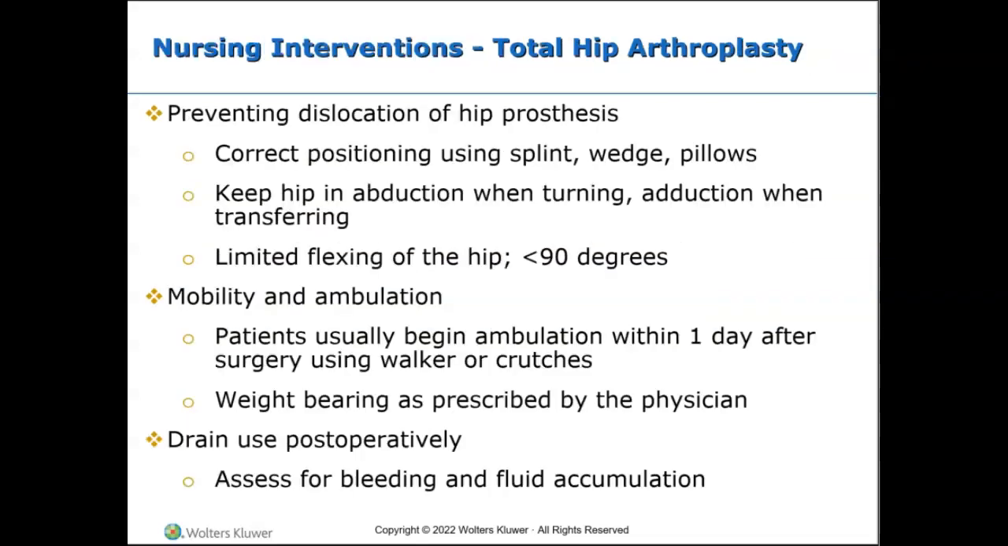Okay, so how do we prevent dislocation of the hip prosthesis? The way we do that is by correctly positioning the patient using a splint, a wedge pillow, and other pillows. We need to keep the hip in abduction, ABD, abduction, when turning. We need to keep the patient and hip in adduction when transferring. And we need to limit flexing of the hip, right? Less than 90 degrees.